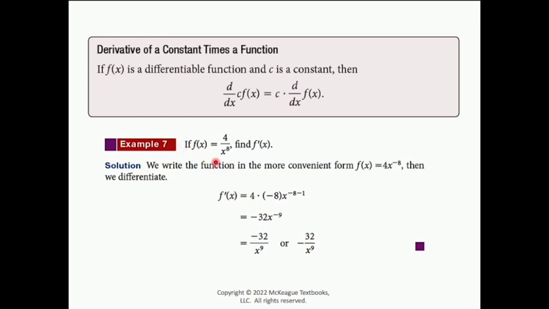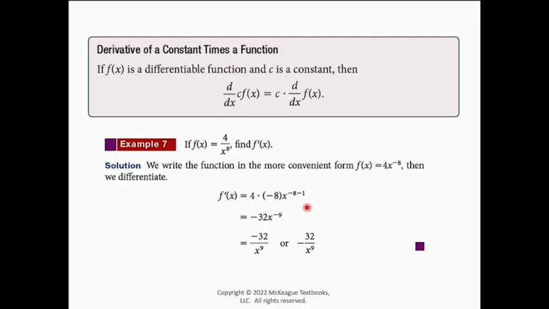So for example, we're going to look at this function now. So let's rewrite x to the 8th in the denominator as a negative exponent, and so we can bring it up and use the power rule. So when I rewrite this, I have 4x to the -8. Here we have an example of a constant times our function. So I have 4 times x to the -8. So I can find the derivative of x to the -8 and then multiply it by 4.